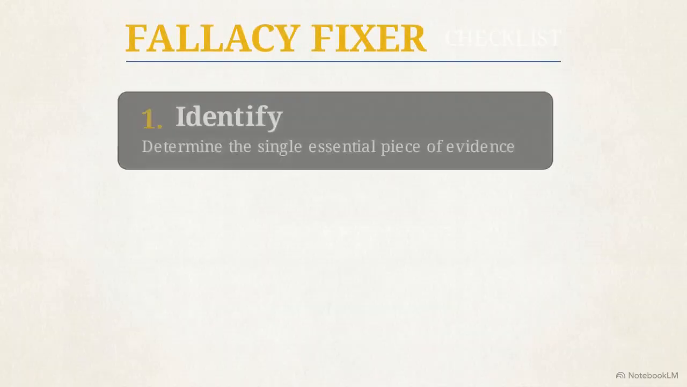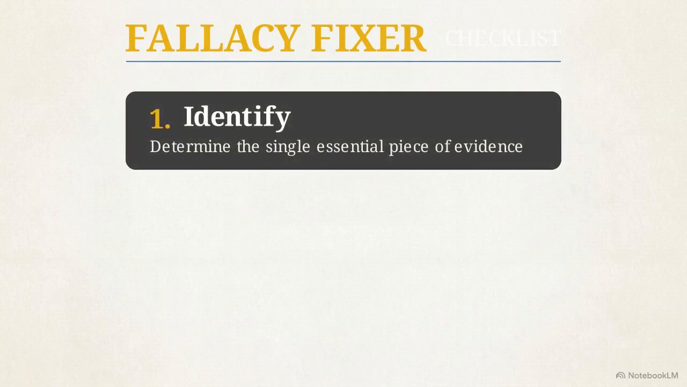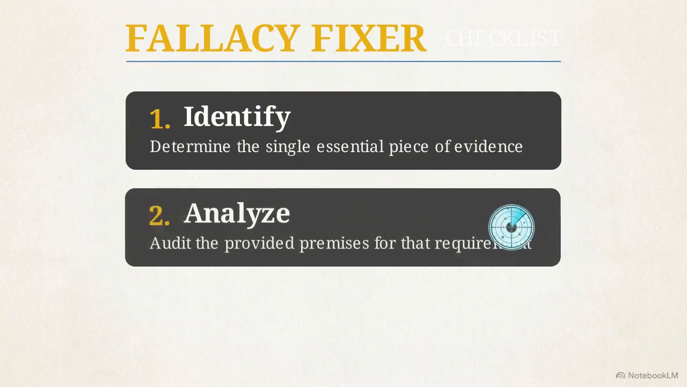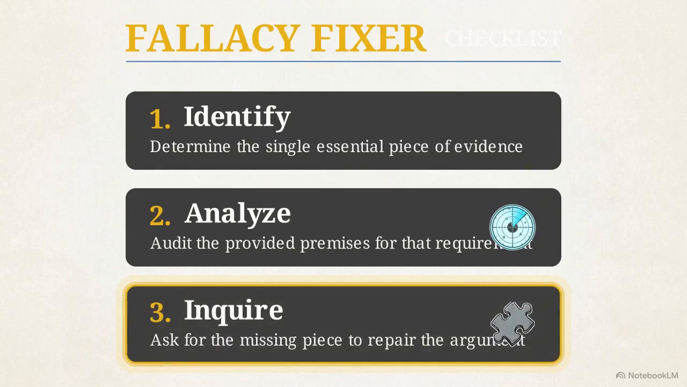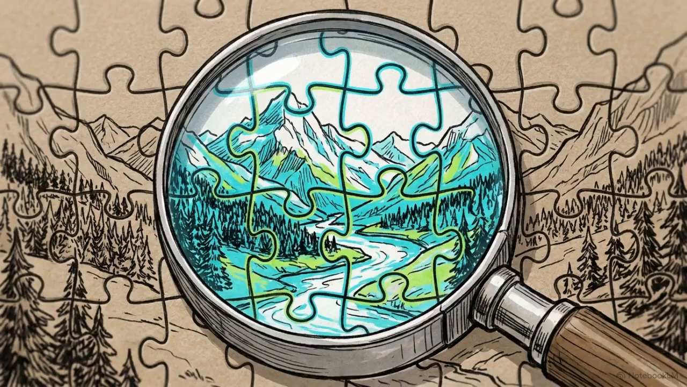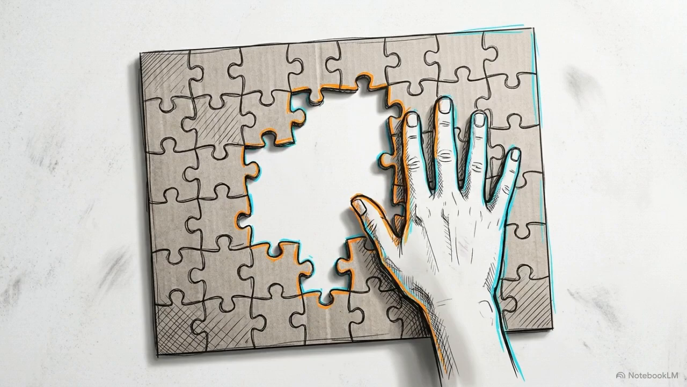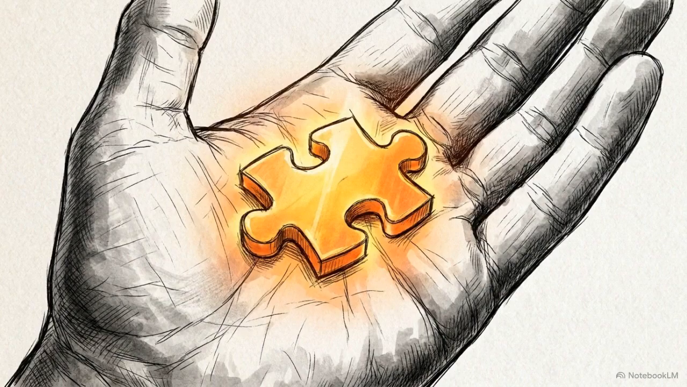Here is your fallacy fixer checklist. Step 1. Identify the core requirement of the proposed conclusion. Step 2. Scan the premises to see if that requirement is addressed. Step 3. Directly request that missing puzzle piece before agreeing to the conclusion. Truth requires a complete picture. Never accept an unfinished logical puzzle, and always demand the key evidence.